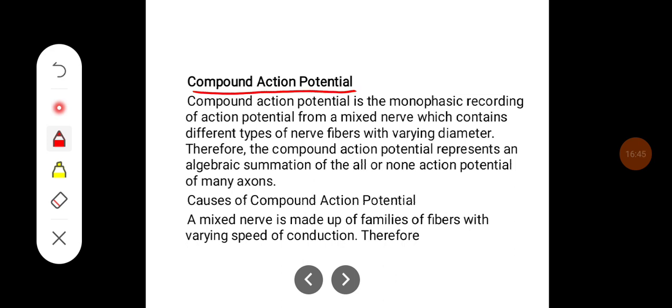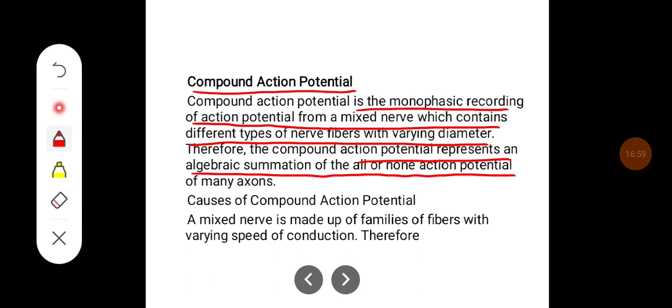Compound action potential. Compound action potential is the monophasic recording of action potential from a mixed nerve which contains different types of nerve fibers with varying diameter. Therefore, compound action potential represents an algebraic summation of all or none action potentials of many axons.